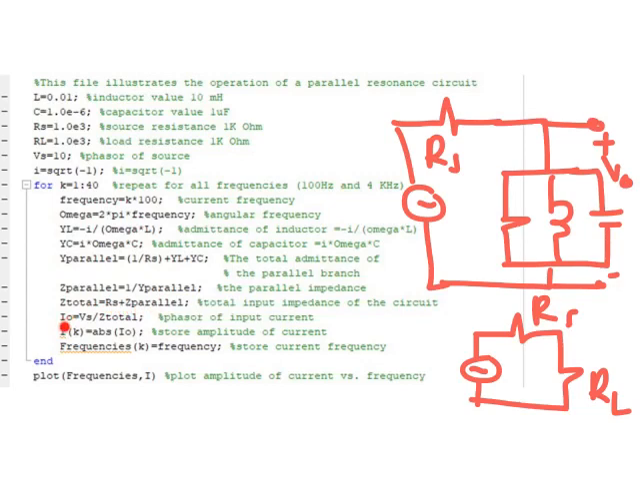What is the current flowing? The current is the phasor of the voltage divided by the total input impedance. Now I store the amplitude of the current. This is the absolute value, which is the modulus. I store its amplitude at this frequency, and I store the current frequency. I repeat for all 40 frequencies, and at the end I plot the frequencies on the x-axis and the currents on the y-axis.